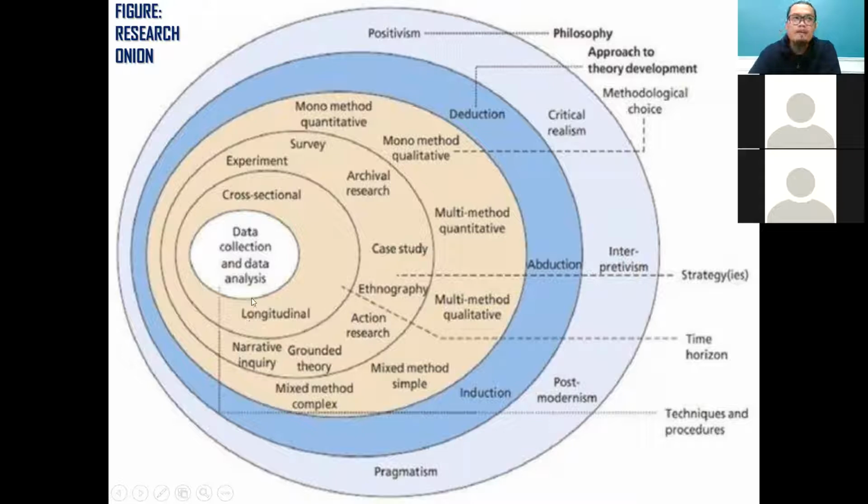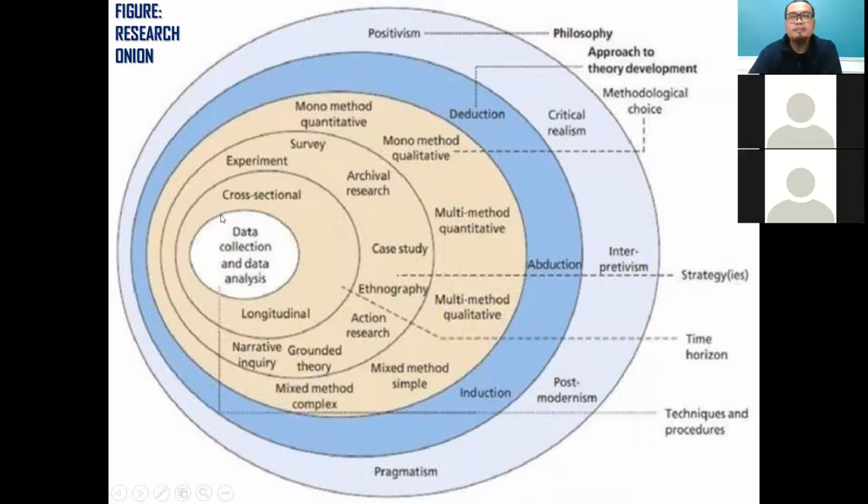Okay, that's why, in order to make sure your answer can achieve saturation, this may take quite a long time. That's why, in terms of the time horizon, qualitative research has the longitudinal. Okay, the last one is techniques and procedures.